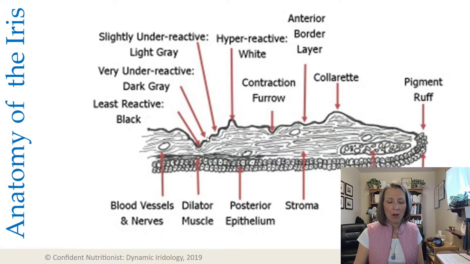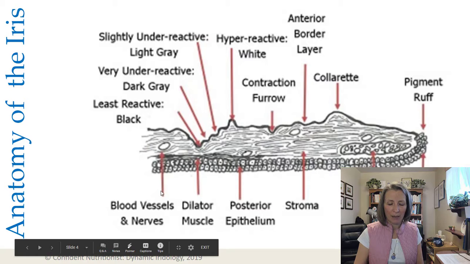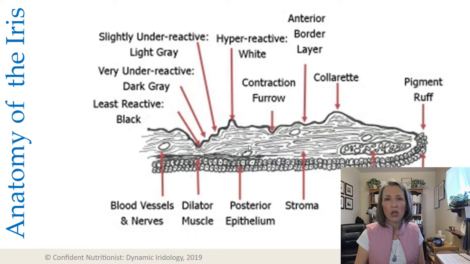We have the posterior epithelium, which is this bottom 2 layers of cells here. It's actually just 2 layers thick, very dark. It can be dark brown or black depending on what source you read. And this makes up the very back layer of the iris.